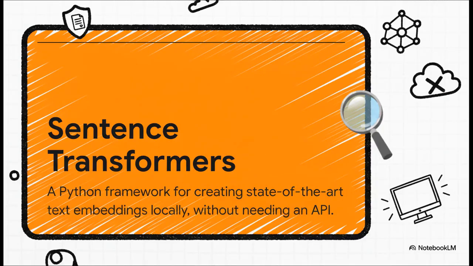Next, the AI needs to understand the meaning behind your words, not just the words themselves, and that's where sentence transformers come in. This framework creates what are called embeddings. Basically, it turns your text into a series of numbers. It's kind of like giving every concept coordinates on a map of meaning. This lets the computer find similar ideas, even if they don't use the exact same words. And the crucial part, it does all of this right on your local machine.